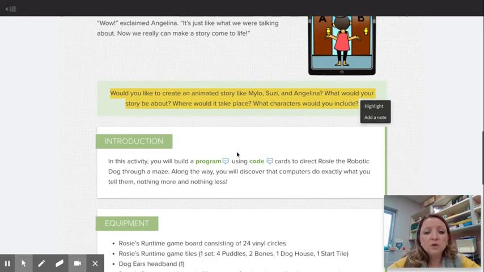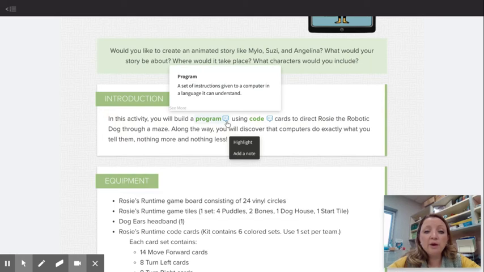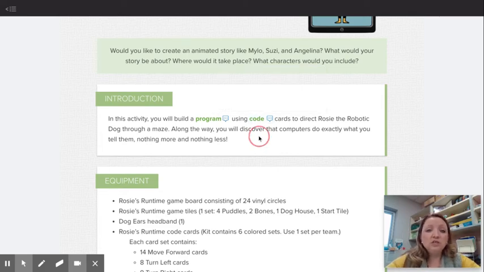Okay. So in this activity, you're going to build a program. Now, a program is a set of instructions given to a computer. But you're going to be using your code cards. A code is just the instruction written in the way that the computer can understand. Just like you guys understand English, because you're programmed in your brain to know it. You're not going to understand another language because you don't speak it, unless you speak another language.